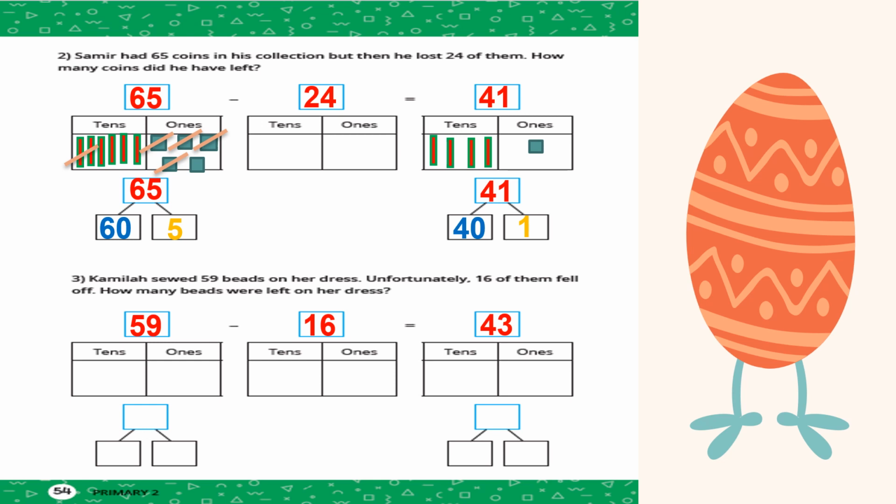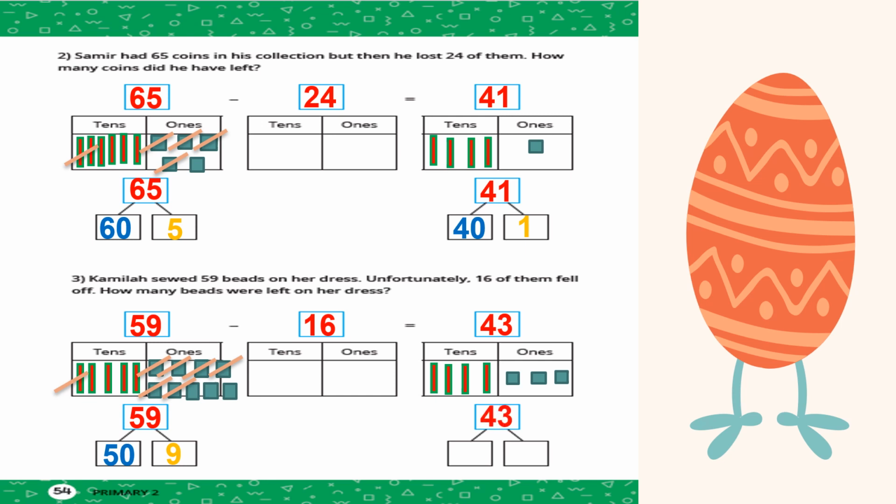59. How many sticks do we have? 5 sticks. How many small squares? 9 small squares. Let's decompose 59. 50 plus 9. 59 minus 16. So we will cancel 6 small squares and 1 stick. So the remainder will be 4 sticks and 3 small squares. Let's decompose 43. 40 plus 3.